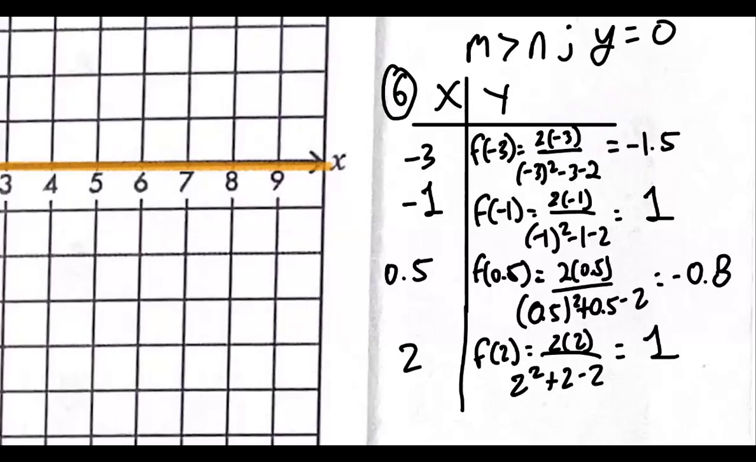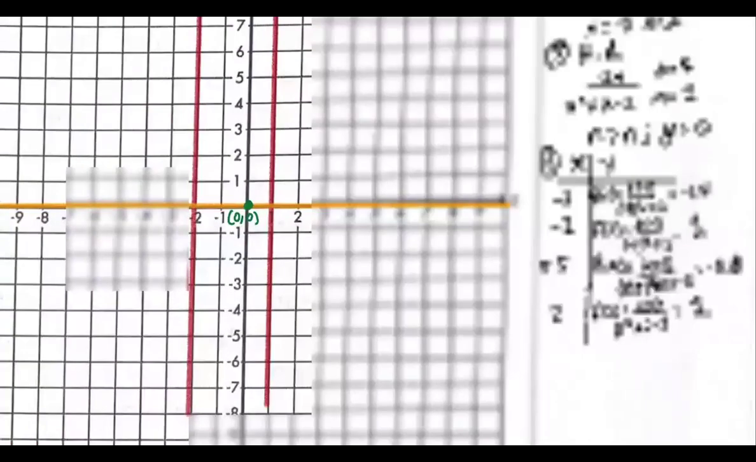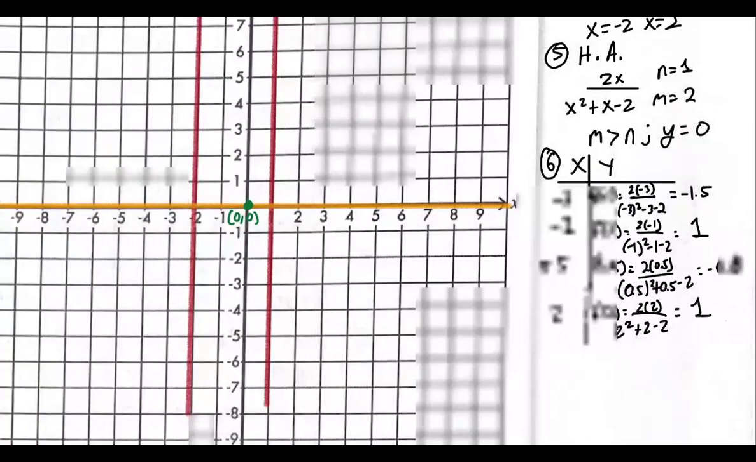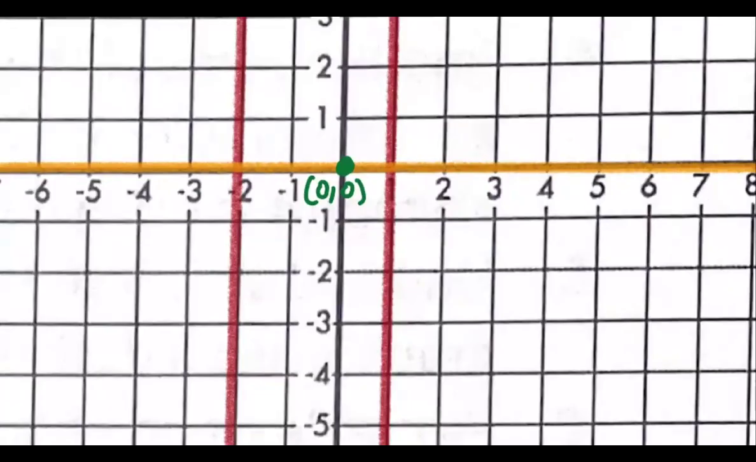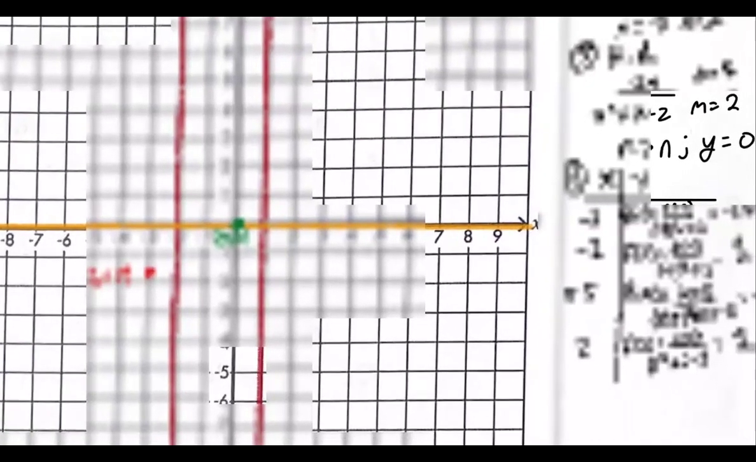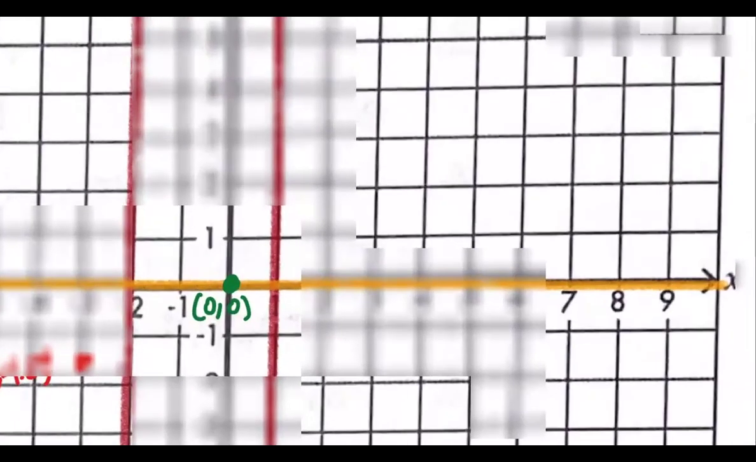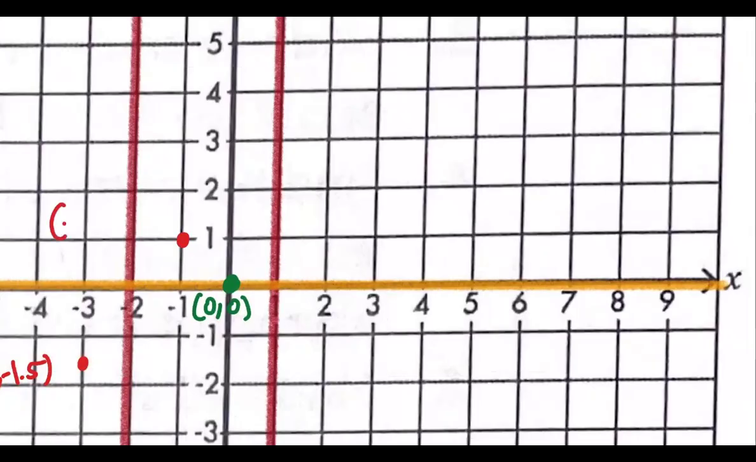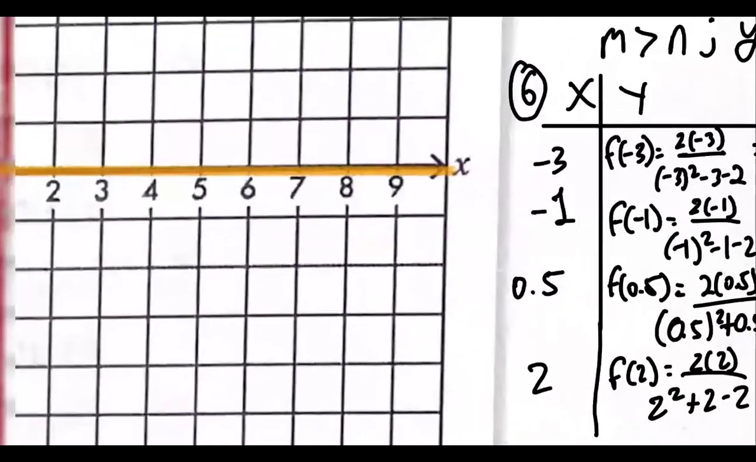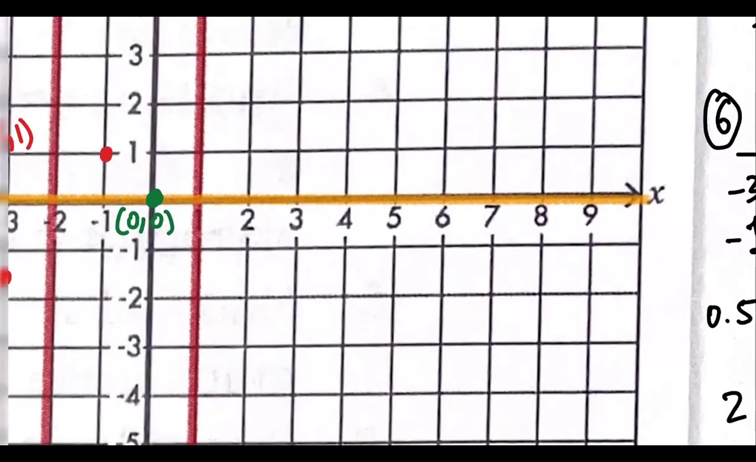You guys have any questions so far? Okay, so -3, -1.5. It's roughly right here. -1, 1, so that's right here. And then at 0.5, -0.8, so let's say it's roughly right here. And then 2, comma 1.